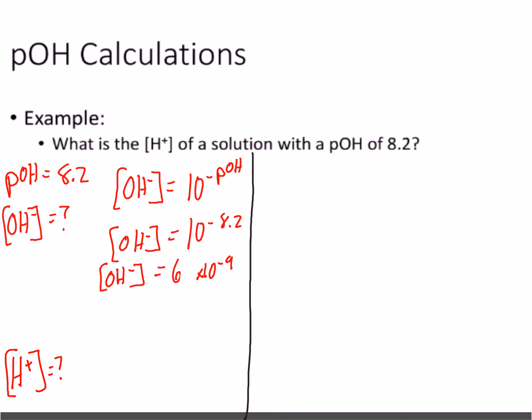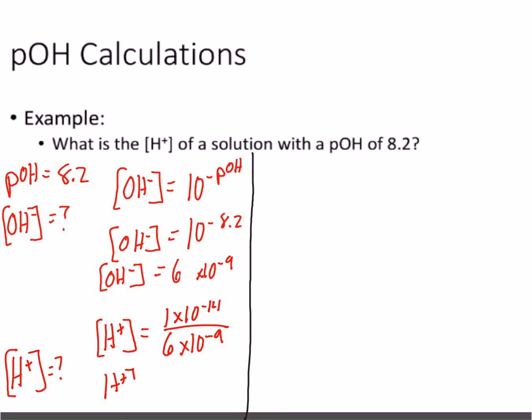Kw. Okay, so here we go. Plug it in. H plus concentration equals 1 times 10 to the minus 14 over the concentration of our hydroxide. If you were absent yesterday, you're going to want to go back and watch the video from yesterday to see how to use Kw, if that's the method you want to use. I have just rearranged my equation, and I'm going to plug it in instead of showing additional steps. 6 times 10 to the minus 9.